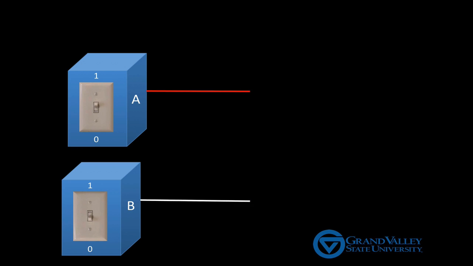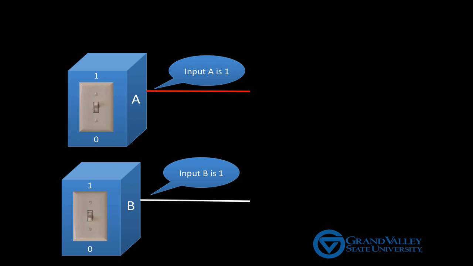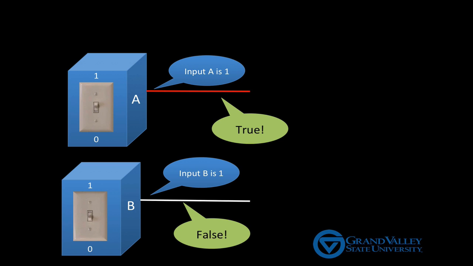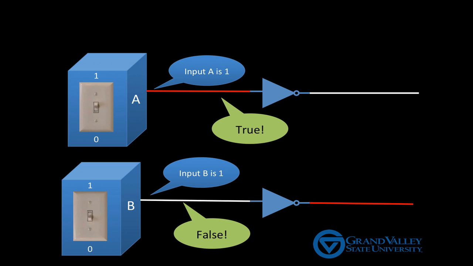Here's another, somewhat unconventional way of looking at a circuit. You can pretend that each wire in the circuit is making a claim, and the signal on the wire tells us whether that claim is true or false. The wires attached to the inputs make the claim the input is set to 1. In the case of input A, this claim is true, as indicated by the signal on the wire. In the case of input B, this claim is false, as indicated by the lack of a signal on the wire. The wire attached to the output of a NOT gate makes the opposite claim of the input wire.